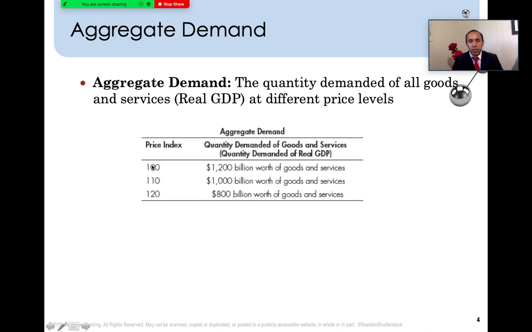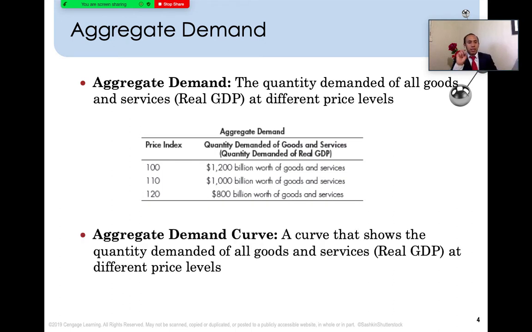So you have the Consumer Price Index here at 100, 110, 120, and the aggregate demand for goods and services at a lower price index is 1,200 billion. At a higher price index, it's lower, at 1 billion, and if the price level increases, we have even less aggregate demand for goods and services, at 800 billion. So it still has an inverse relationship here, but the aggregate demand curve has a more collective analysis in terms of how the market behaves.